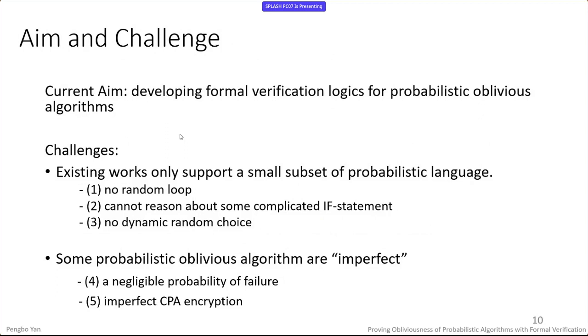So there are at least two main aspects of challenges. The first aspect is that existing work only supports a small subset of probabilistic language. And the second main aspect is that some probabilistic oblivious algorithms are imperfect, which is hard to deal with. There are also 5 small points of the challenge, and I will introduce the first 3 of them, which is the first main thread of challenge, in the next example.